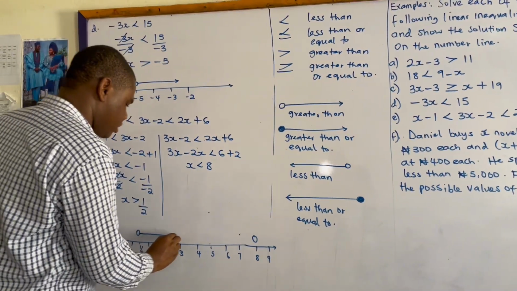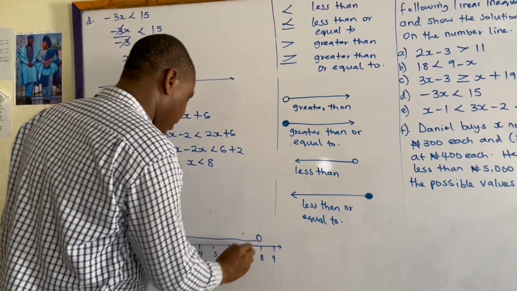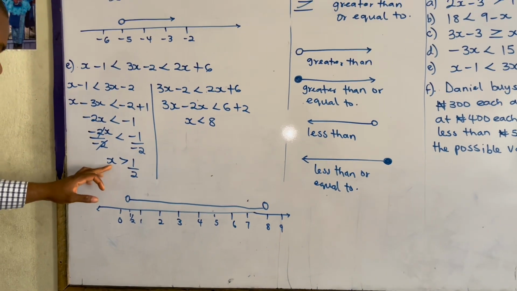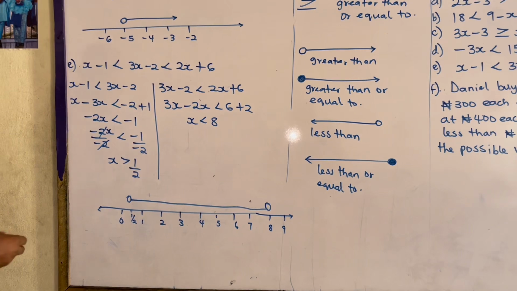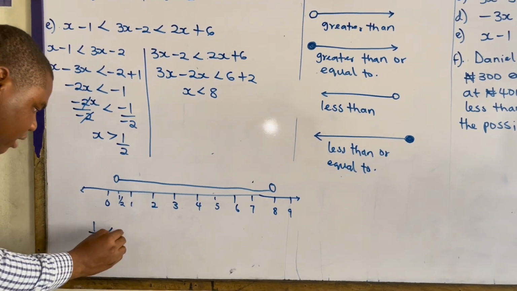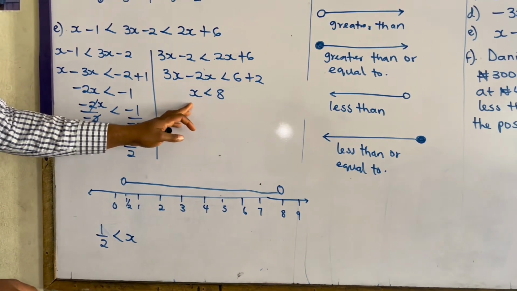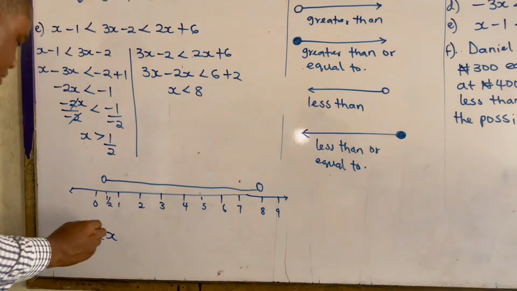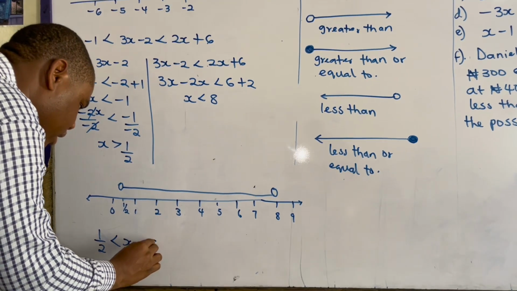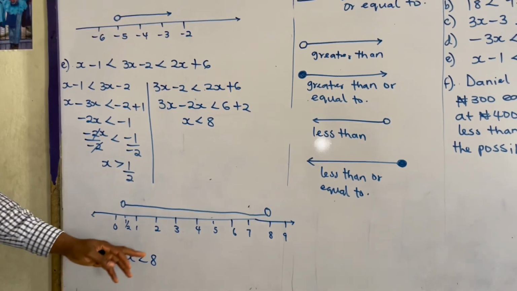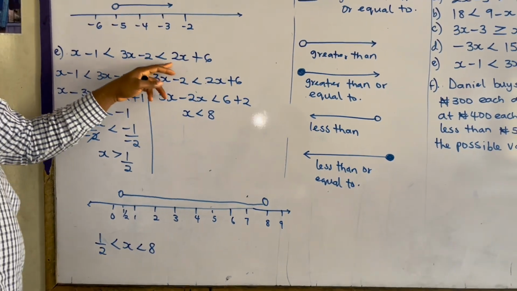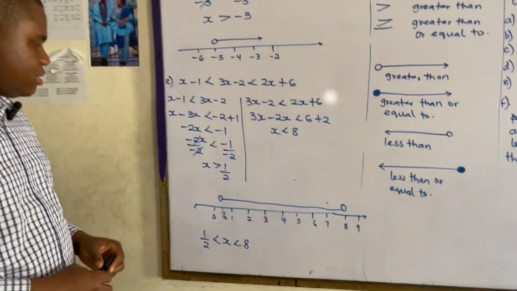So we join 9. Alright, in this case the solution set will be, since x is greater than 1 over 2, it therefore means that 1 over 2 is less than x, and x is less than 8. So this will give us the solution set for x minus 1 is less than 3x minus 2 is less than 2x plus 6.